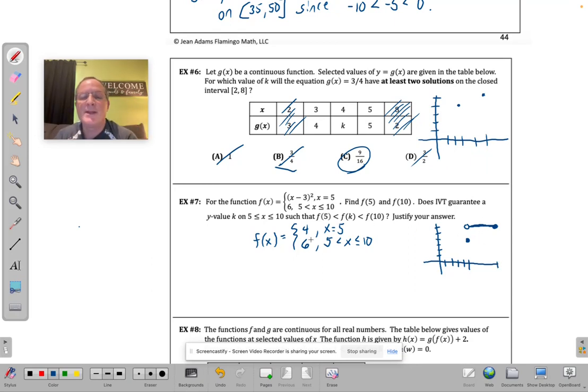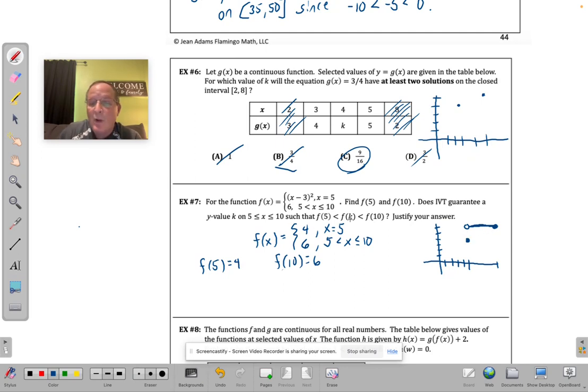It says find f of 5. Well, we did that. f of 5 is equal to 4. Then it says and f of 10. Well, f of 10 is equal to 6 because it's 6 the rest of the time. Does the intermediate value theorem guarantee a y value such that f of k is in between those two? If you look at the graph, we only have the two values. We've got 4, we've got 6, that's it.